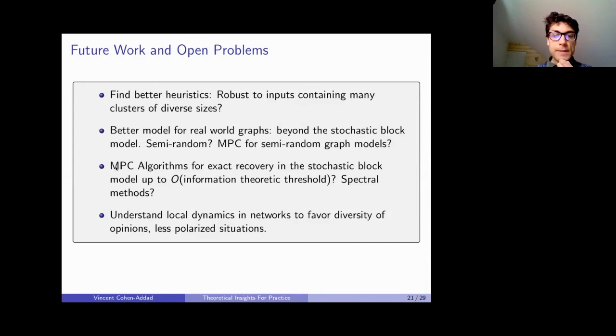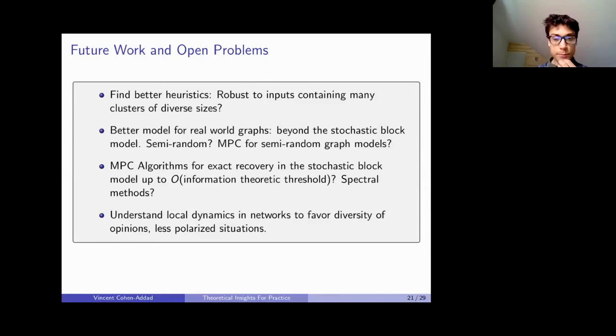Again, same thing, an MPC algorithm for exactly recovering the stochastic block model up to the information theoretic threshold. There is a clear bound that you can achieve with semi-definite programs, or if you are okay with a constant, a spectral algorithm suffices. But can you give an MPC algorithm with very few rounds of communication that will reach the information theoretic threshold? Okay, and can we understand a bit better this local dynamics in networks?